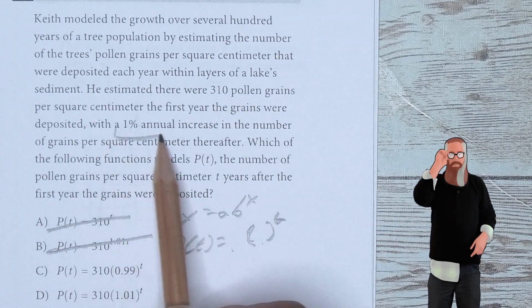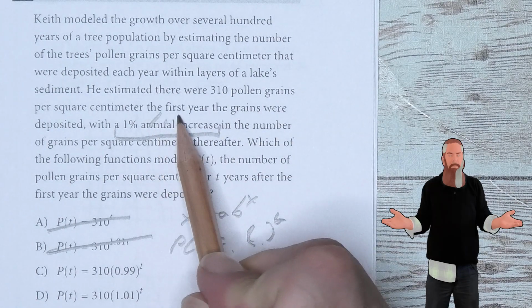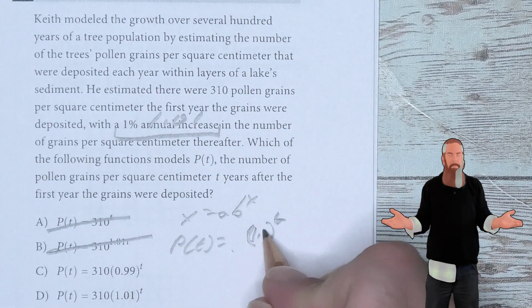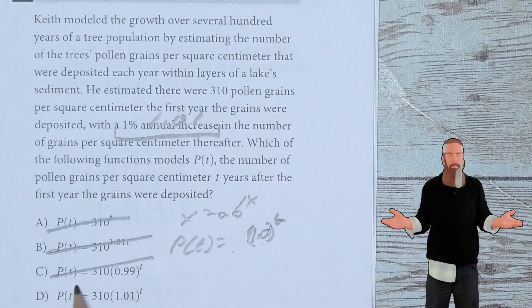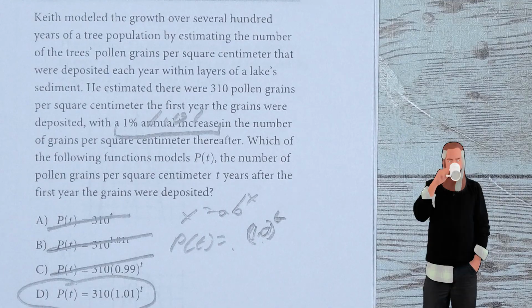A 1% annual increase means that we're dealing with 1.01. So this has to be a 1.01 inside the parentheses. That's going to eliminate C, leaving us with D as the answer.